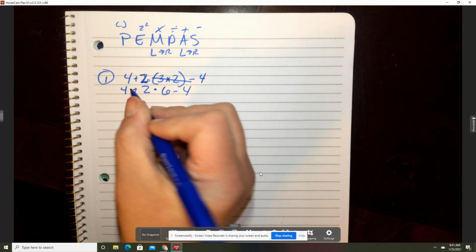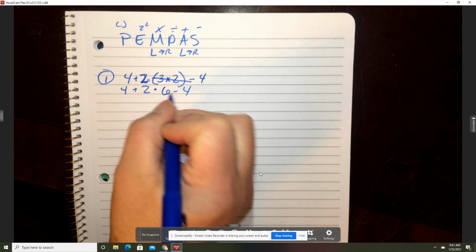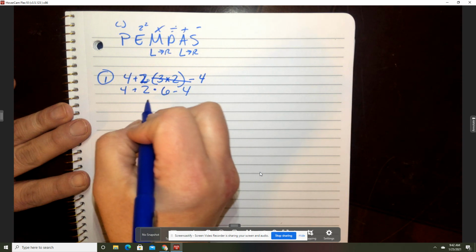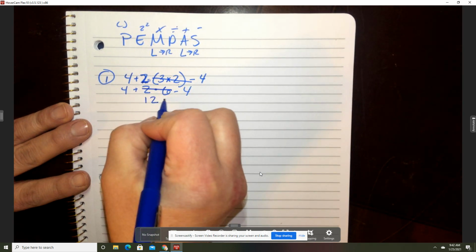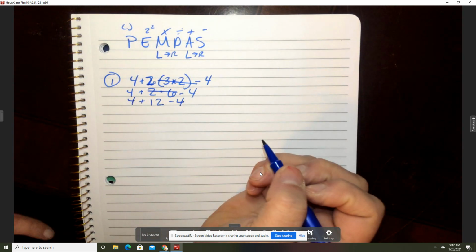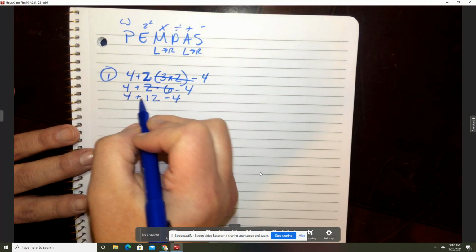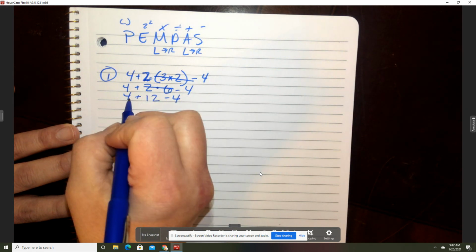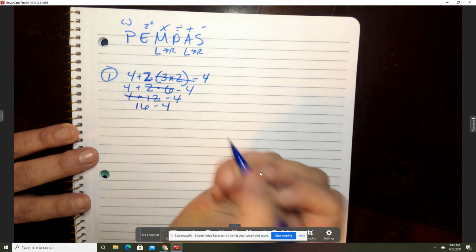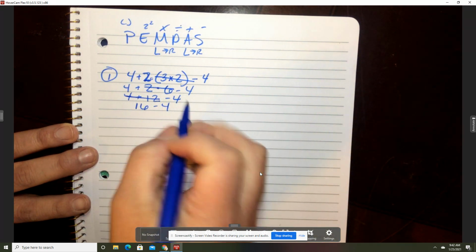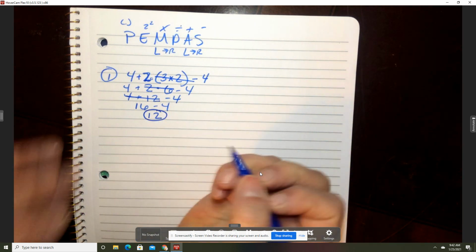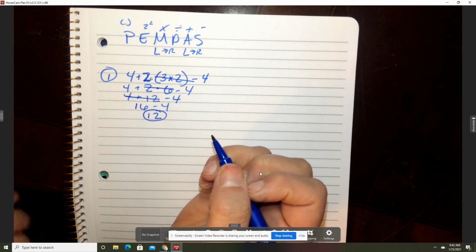Now I've got 4 plus 2 times 6 minus 4. Well, multiplication is going to be the next stop, and that's going to be 2 times 6, which is 12. And then bring down. And then the only thing we have left is addition and subtraction, so you go left to right. 4 plus 12 is 16. And then bring down your minus 4. 16 minus 4 would be 12. All right? I hope that you worked that out with me.